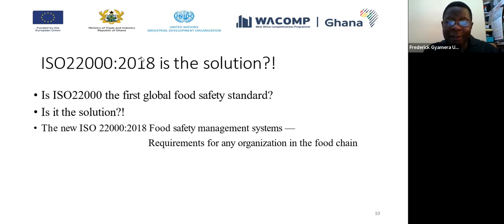They are addressing specific issues. ISO 9000 is generic, irrespective of the sector. ISO 22000 is addressing food safety issues and is specific to, if you like, the food chain from farm to fork. Food safety. 9000 is quality.